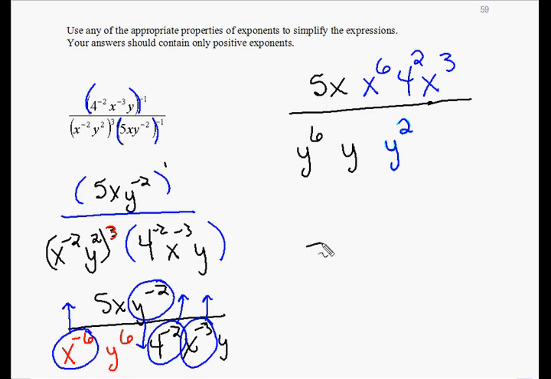So let's write this final answer. In the numerator, we have a 4 squared, which is 16, multiplied to a 5, which is 80. And then we have x to the 6th, and x to the 3rd, which is x to the 9th. And in the denominator, we have y to the 6th, another y to the 1, and y squared, which is y to the 9th. That answer is in simplest form.